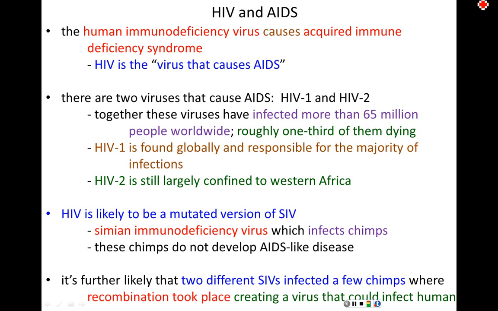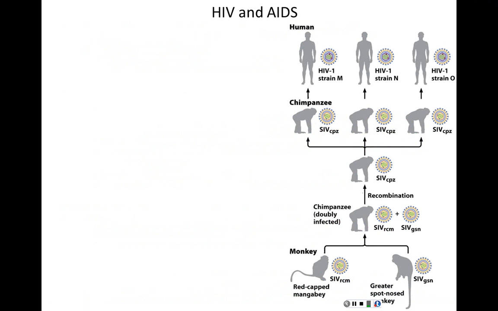It's further likely that two different SIV viruses simultaneously co-infected a few chimps, and because there was co-infection going on, recombination had a chance to occur, and it did occur, creating a new novel virus that was ideally suited for infecting human beings. So we have two different types of SIV, one more suited to mangabeys and the other to a spot-nosed monkey. Both of these viruses were capable of infecting chimps, and it's believed that somewhere along the line of evolution, both of these viruses co-infected single chimp cells in some highly infected individuals.